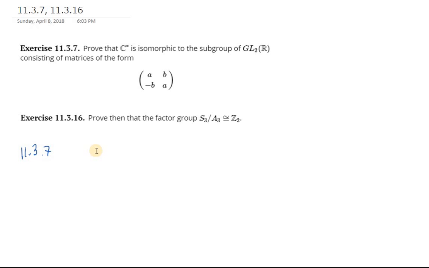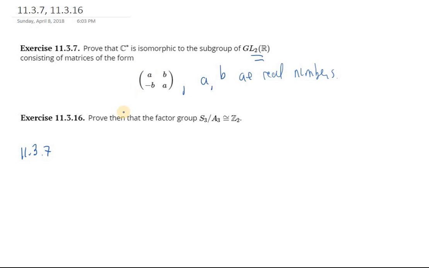All right, so the first one says, prove that C star is isomorphic to the subgroup of GL2 of R consisting of matrices of the form [a, b; -b, a]. And here it's understood that a and b are real numbers. Okay, because this is GL2 of R. Now let's start with this.